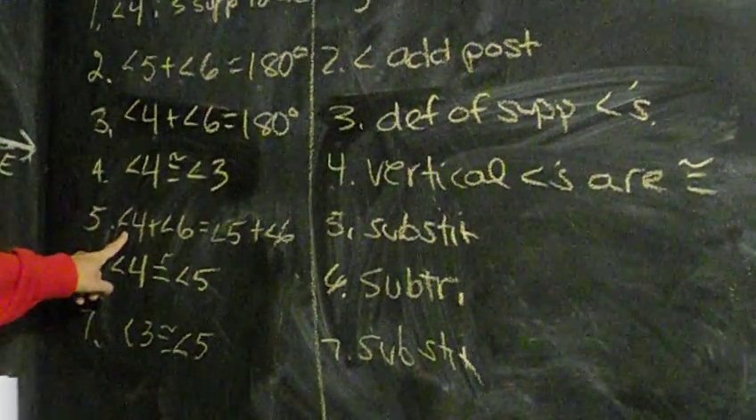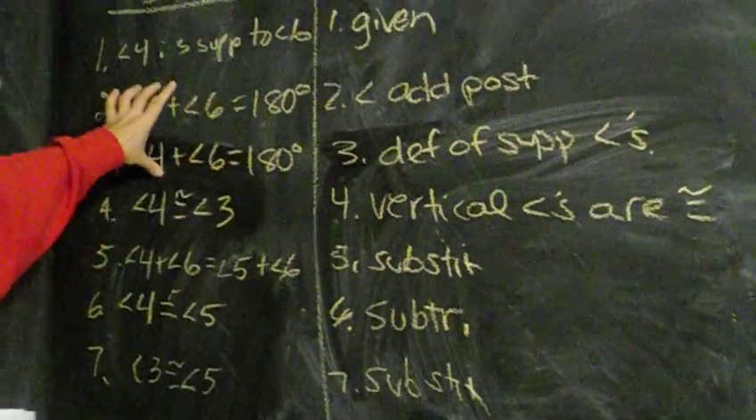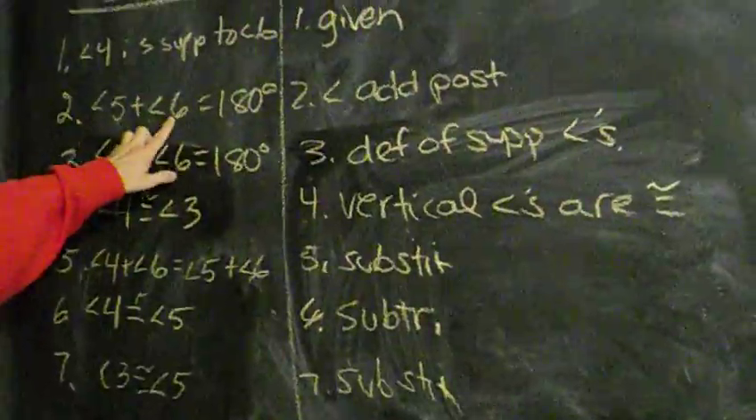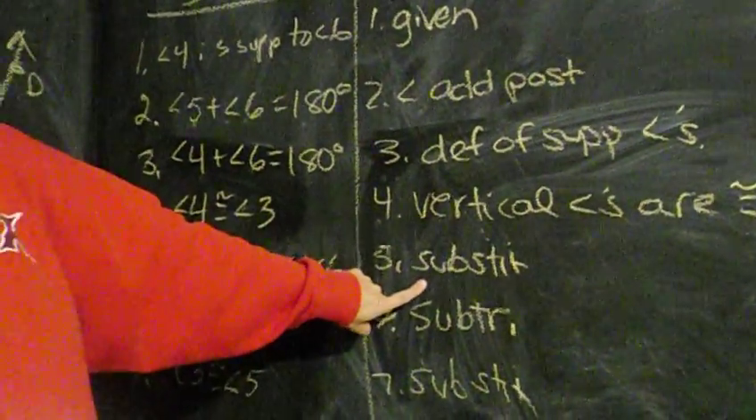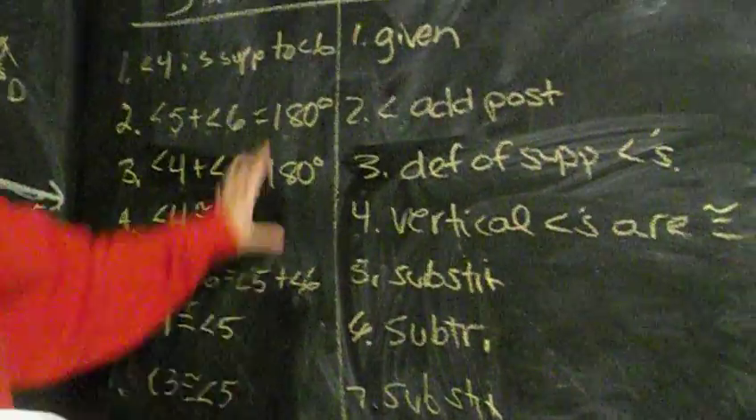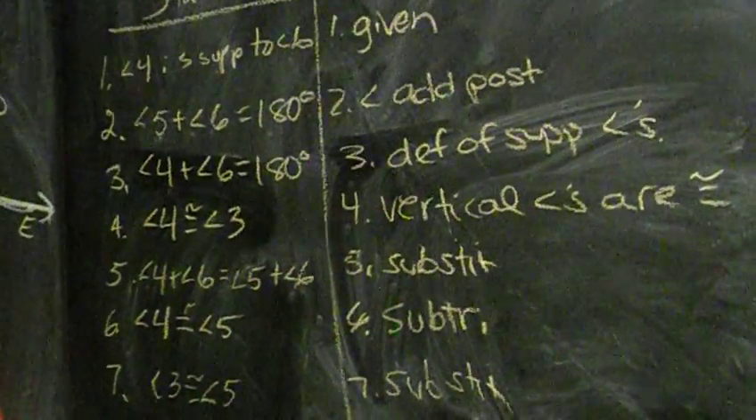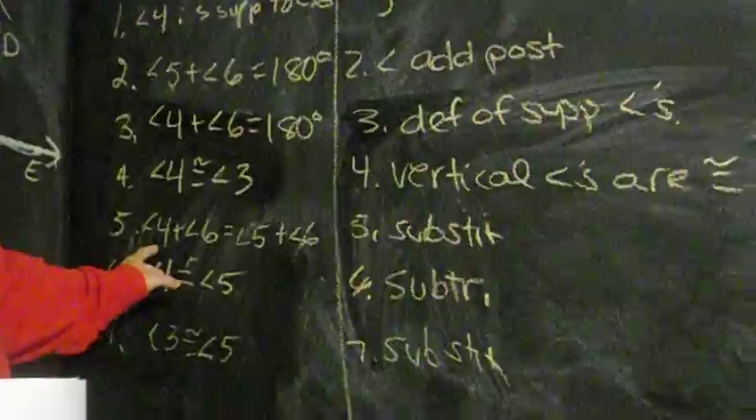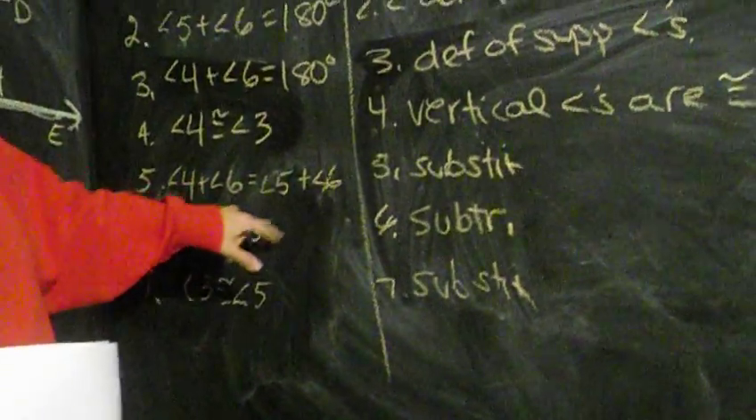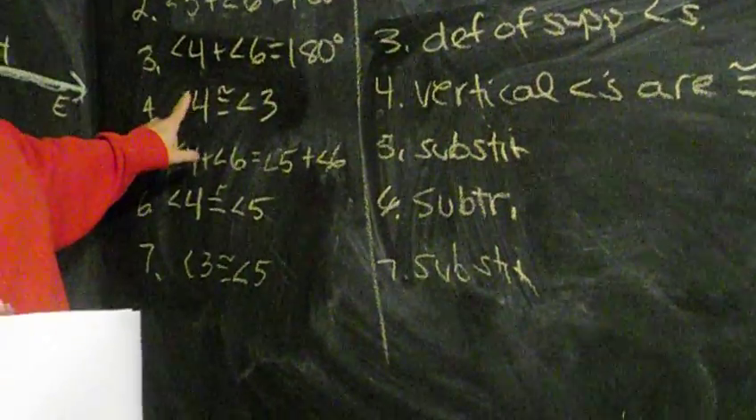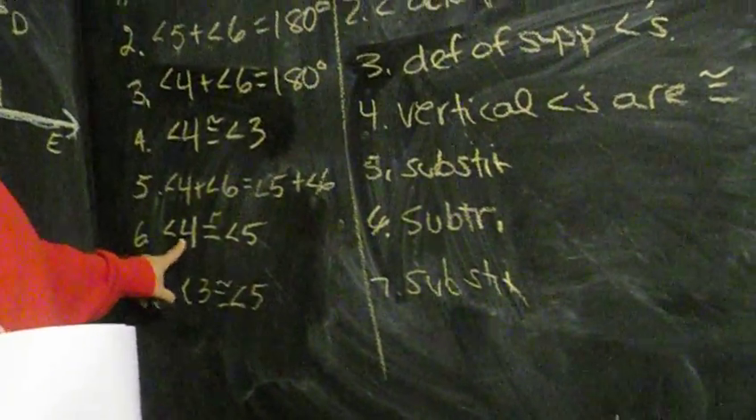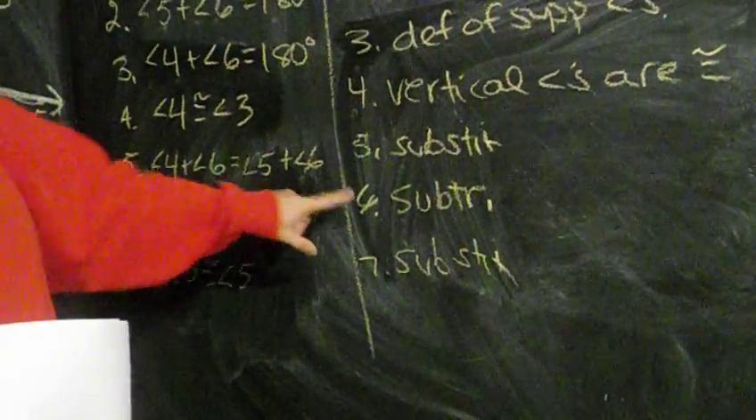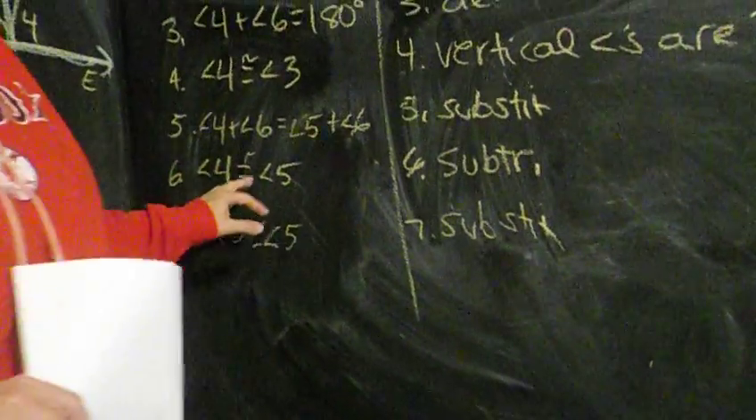And then I said if these two are equal to 180, angles 4 and 6, and angles 5 and 6, then angle 4 plus angle 6 equals angle 5 plus angle 6 from substitution, because they both equal 180. Then I can say, well, if 4 and 3 are equal, no, I'm sorry. Angle 4 is congruent to angle 5 because of subtraction. I'm sorry, I got a little mixed up there.